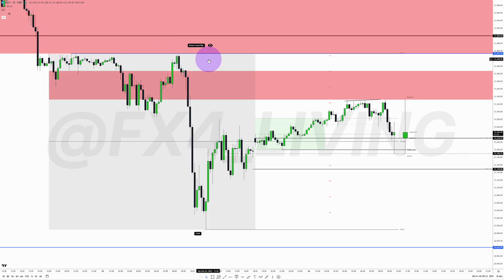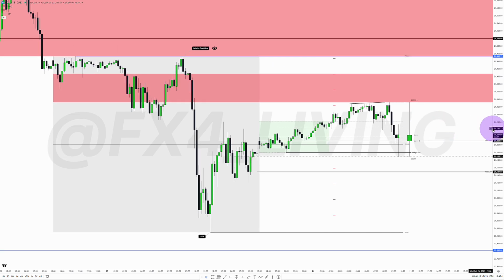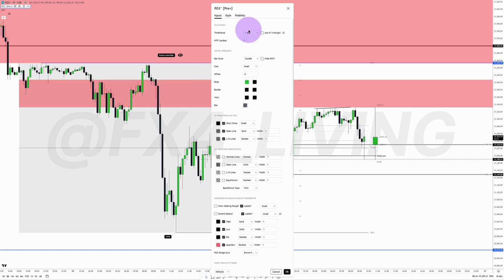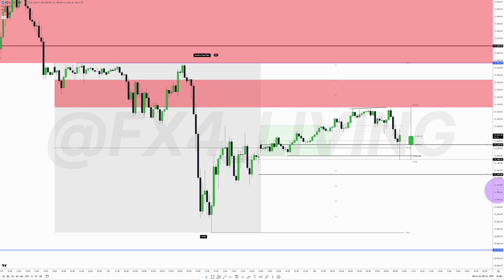So for me, if I want to participate in a retracement program on the weekly time frame, remember, if I put the power of 3 in the weekly time frame right here, you'll see what I mean by that.